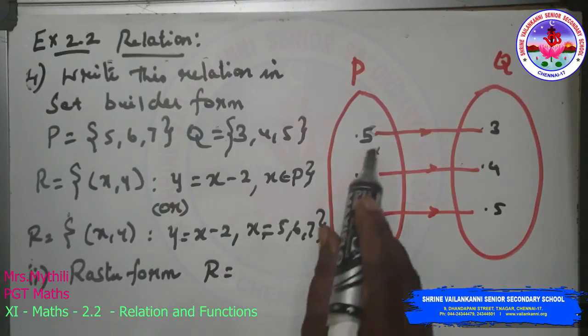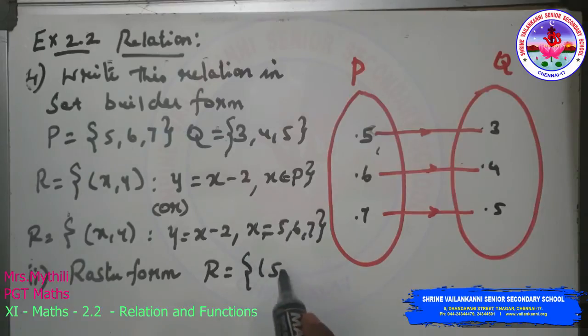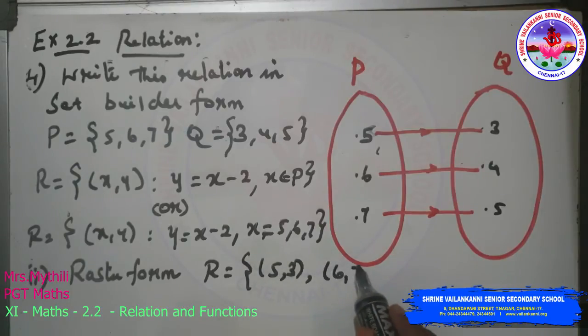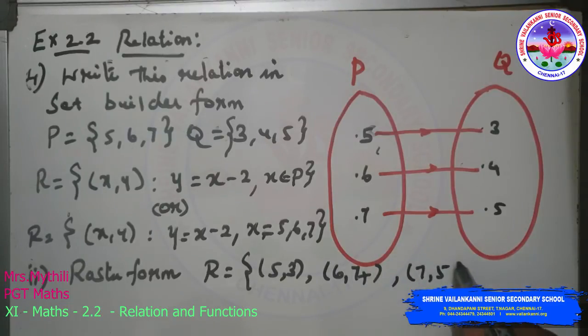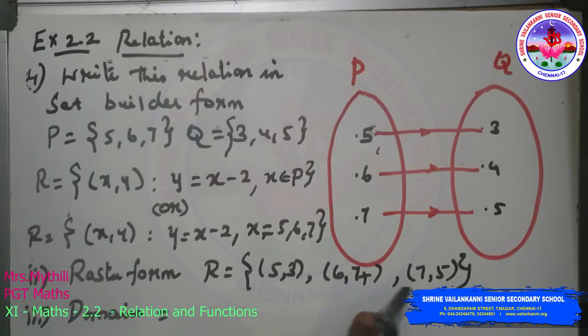So R equal to {(5, 3), (6, 7), (6, 4) and (7, 5)}. So what is the domain? Domain is the first element in the ordered pair. So 5, 6, 7. And range, the second element in an ordered pair in a relation, that is 3, 4, 5.